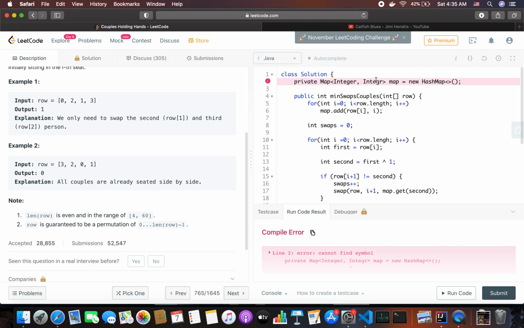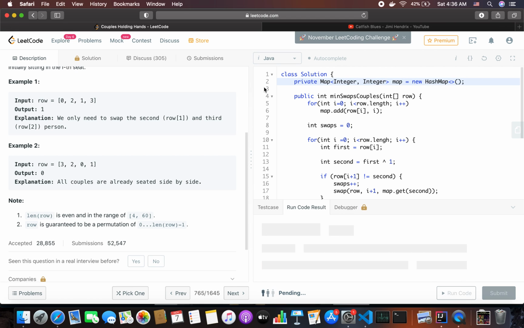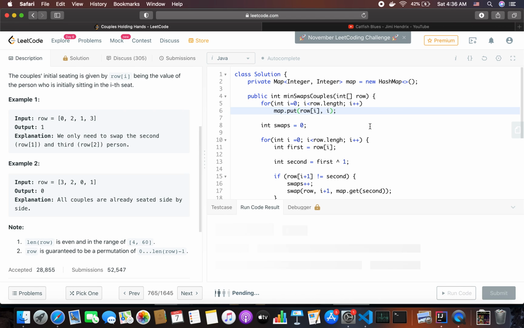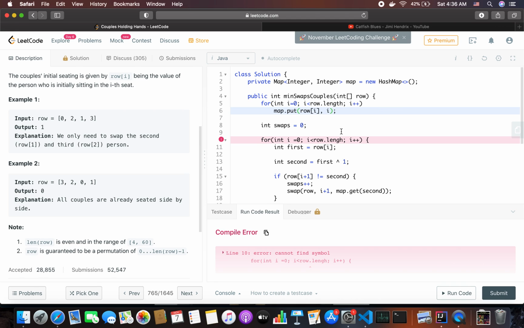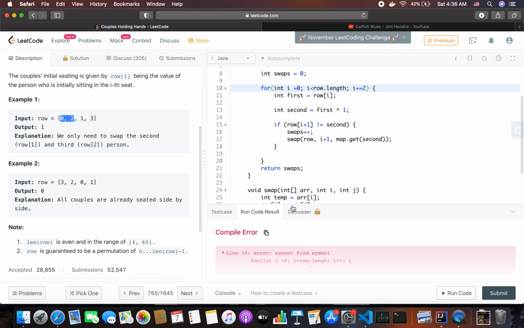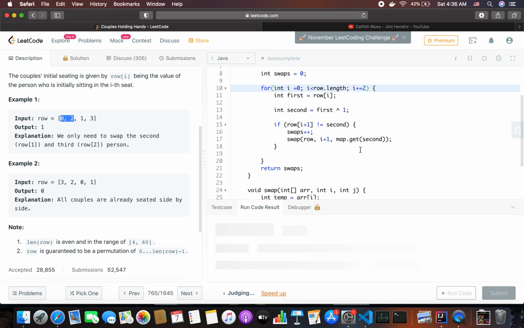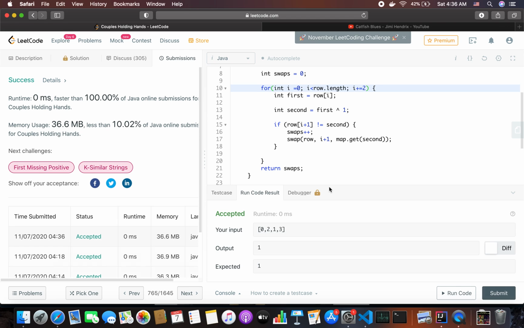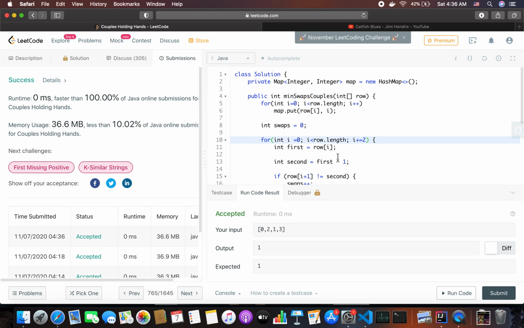Cannot find symbol. Okay. Yeah, sorry, it will be put. And one more mistake is there. I will be incrementing i by 2, because I just want to take 2 numbers at a time. Okay, it's been accepted. So what's the time complexity of this?